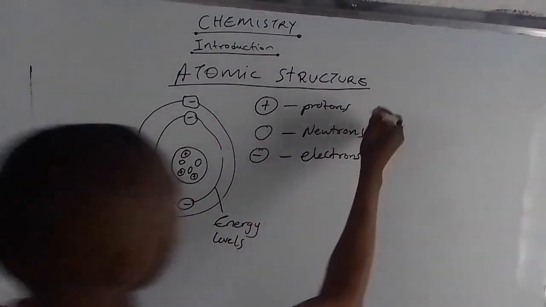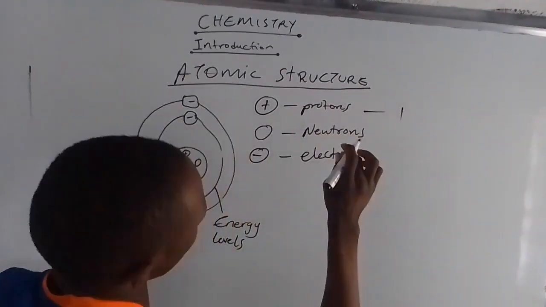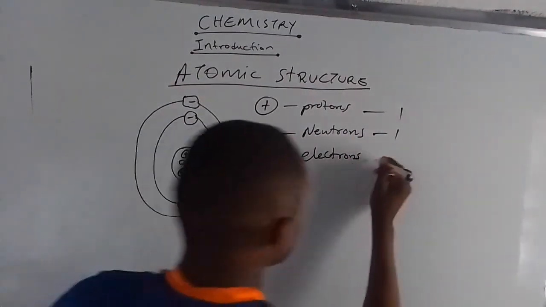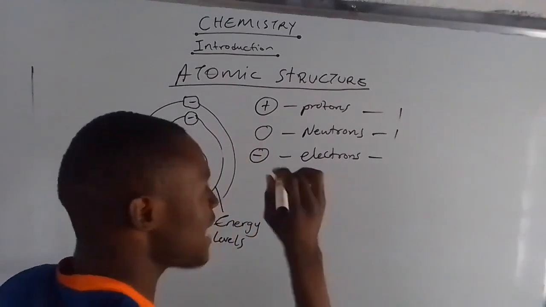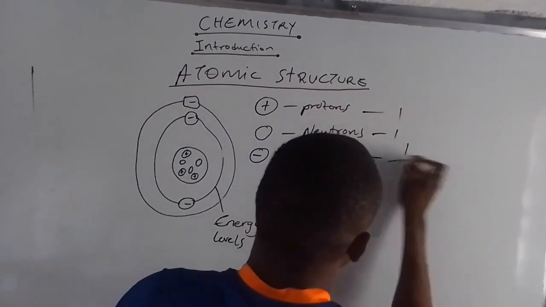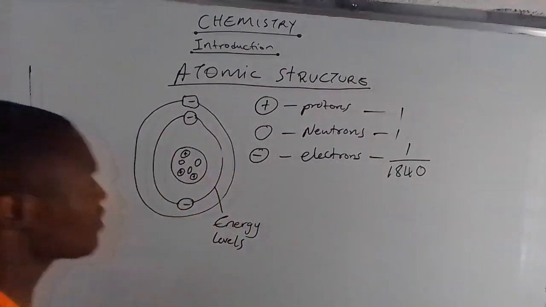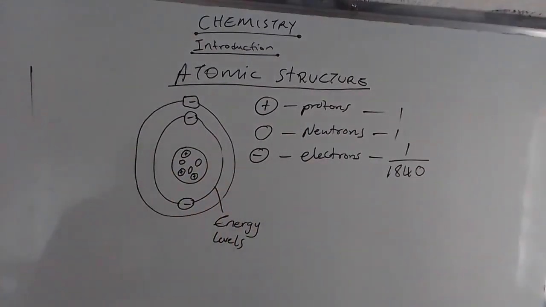The mass for protons is 1. The neutrons is 1. Then for electrons, the mass is 1 over 1840. These values are very important. So those are the masses. Then, we have already seen that the proton is positively charged, the neutron is not charged, then the electrons are negatively charged.